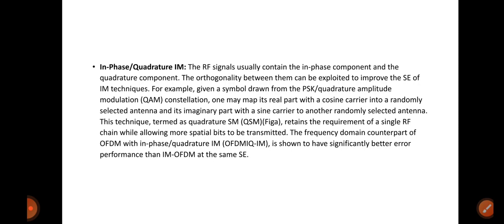This technique, termed quadrature SM, retains the requirement of a single RF chain while allowing more spatial bits to the transmitter. The frequency domain counterpart, OFDM with in-phase quadrature IM, is shown to have significantly better error performance than IM.